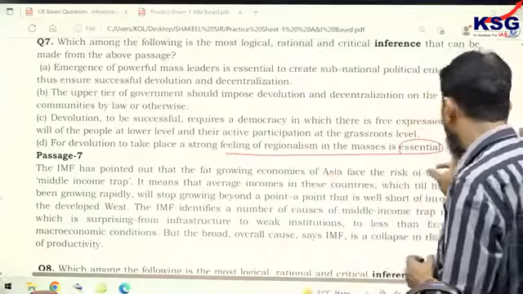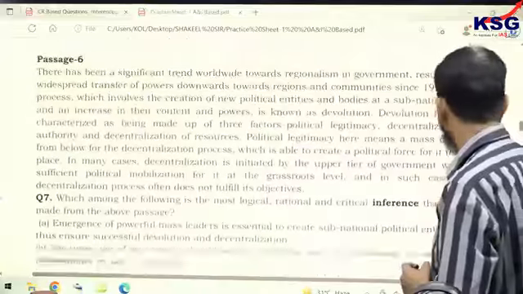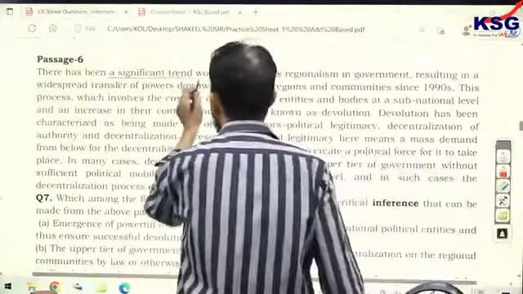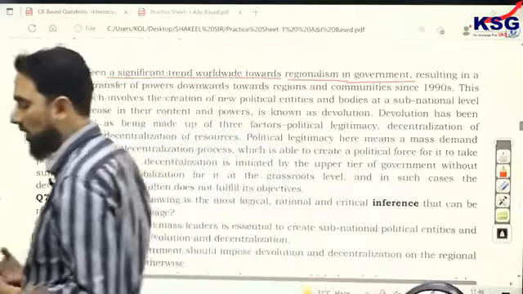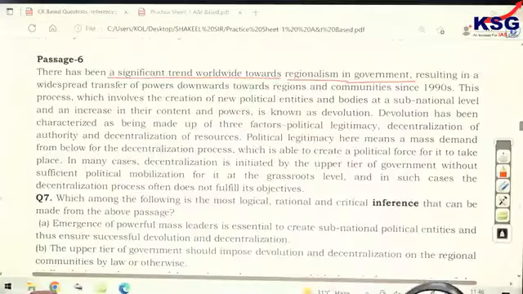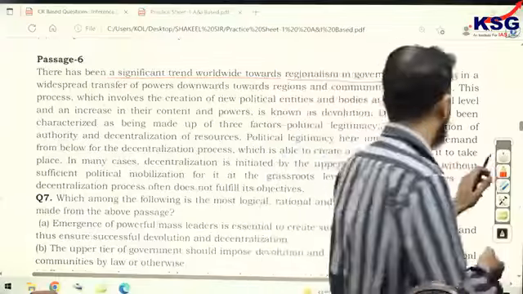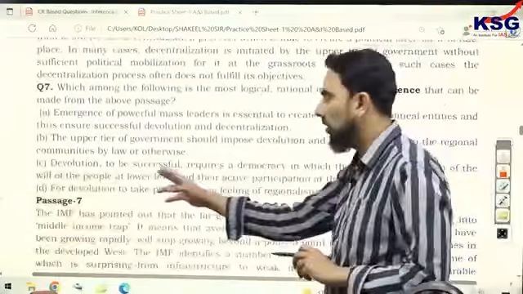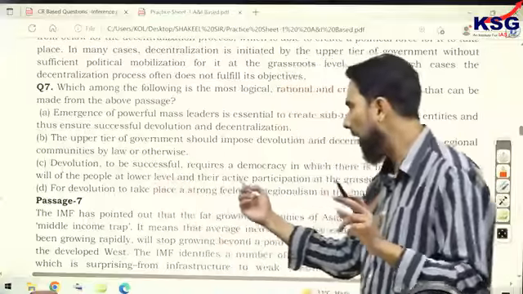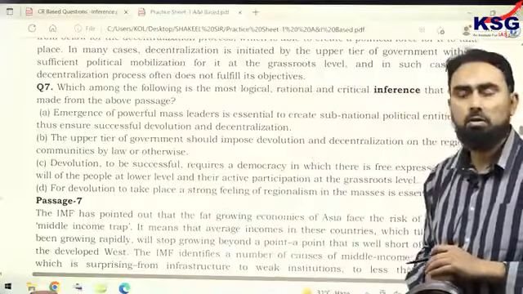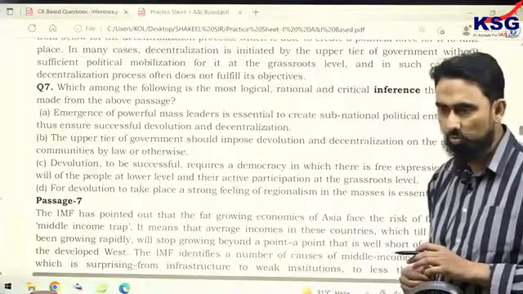The feeling of regionalism is essential, whereas what the para says in the first line is that there has been a significant trend worldwide towards regionalism in government. Regionalism in government means the localization of power, and saying masses must have a strong feeling of regionalism may have a double meaning, the other sense also. That's why D is wrong, and the correct option is C: devolution to be successful requires a democracy in which there is a free expression of the will of the people at lower level and their active participation at the grassroots levels. That is the first and foremost thing. And I suppose it's clear to you now.